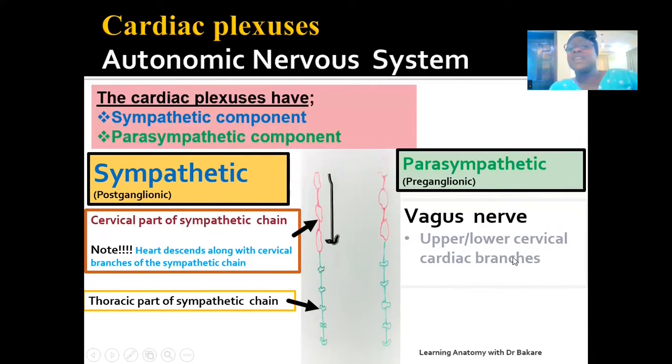So let's say this is the vagus nerve here highlighted in black on the right side. We also have the vagus nerve here highlighted in black on the left side. So we have the upper and the lower cervical cardiac branches. This is the upper and the lower cervical cardiac branches on the right. We also have this configuration on the left side, the upper and the lower cervical cardiac branches. So these branches also supply or contribute to the formation of the parasympathetic component of the cardiac plexus.